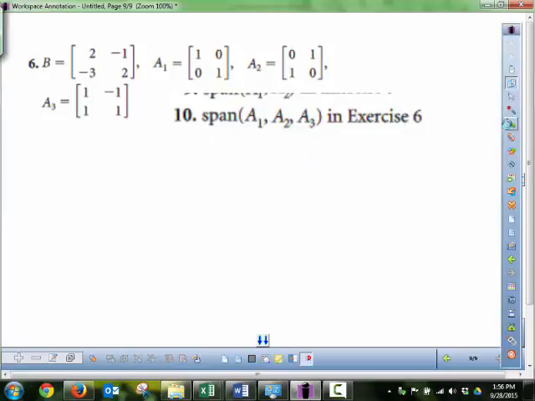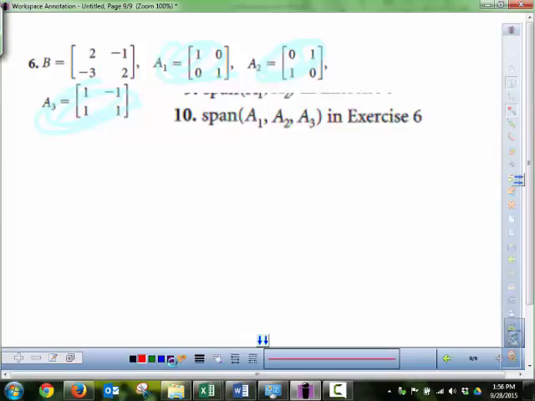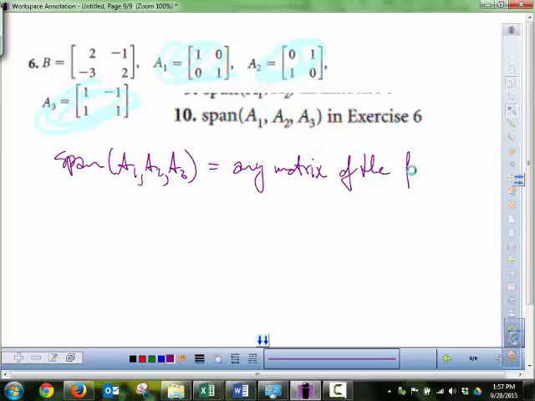We have these three matrices here, A1, A2, and A3, and we're interested in finding the span of them. What is the span of a bunch of matrices? It's the whole set of matrices that fall into the linear combination of them. Using the same definition, the span of A1, A2, A3 is equal to any matrix of the form alpha 1 A1 plus alpha 2 A2 plus alpha 3 A3.